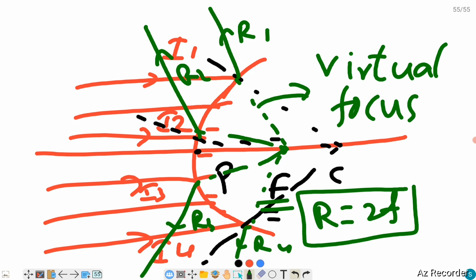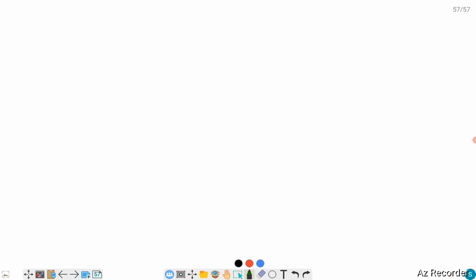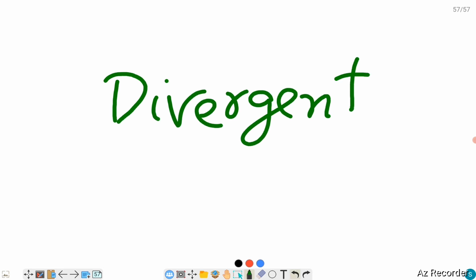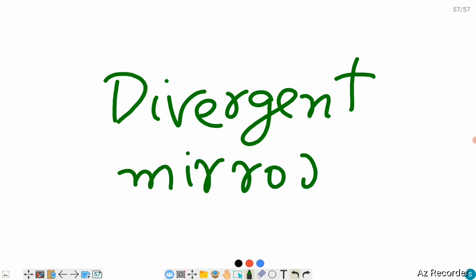Now if you observe, these reflected rays are seen as if they are moving away from the same point. Correct? So these reflected rays are considered as a beam and they are moving from the same point in different directions. So this beam is called a divergent beam. How is this called? Divergent beam. So this mirror is called a divergent mirror. Understood?